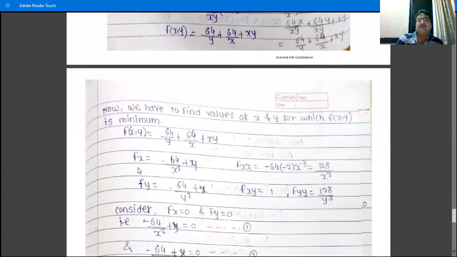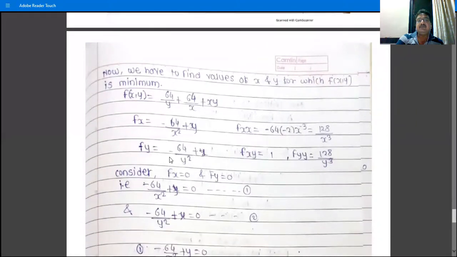So first find the first partial derivatives with respect to x and y. These are the derivatives: minus 64 by x square. The derivative of 1 by x is minus 1 by x square, and the derivative of xy with respect to x is y. Similarly, the derivative with respect to y is this, and then f_xx, the second order derivative, that is the derivative of this quantity: minus 64 times x raised to minus 2, and the derivative of x raised to minus 2 is minus 2 times x raised to minus 3, so we have this answer.